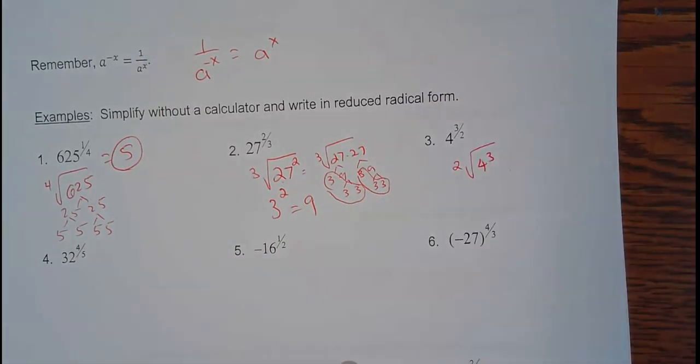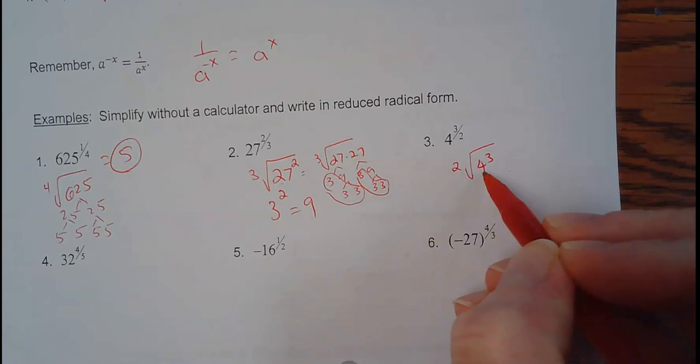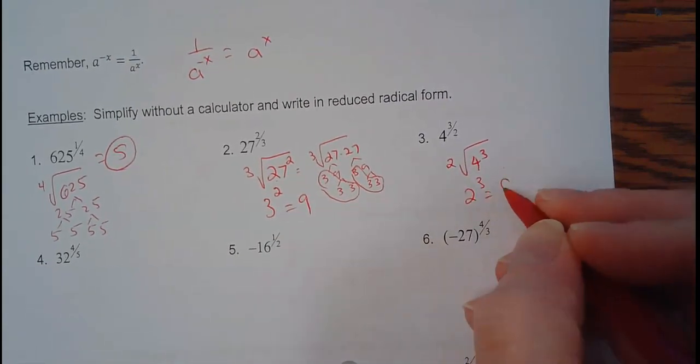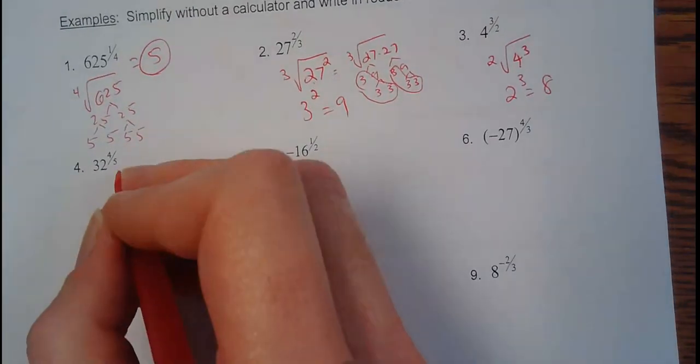Now, would you rather cube 4 first or square root it first? Well, it's going to be easier to square root. A lot of times the root's going to be easier to do first. The square root of 4 is 2. I haven't taken it to the third power yet, so I still got to take it to the third power. That's 8.